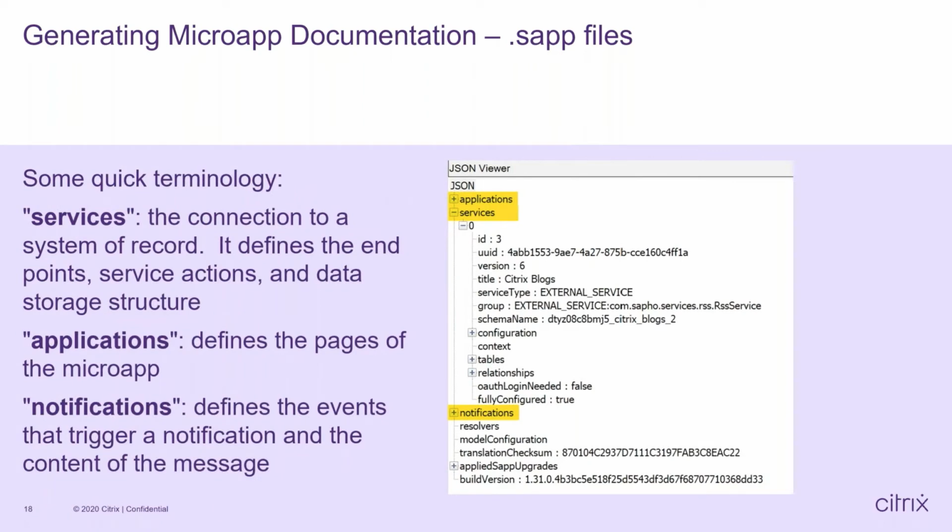Within file.sap, there are three main root objects: services, applications, and notifications. Services contain the definition of the integration, including data endpoints, how data is retrieved from the system of record, service actions, how data is written to the system of record, as well as the structure of the data cache, tables and columns. Applications contains a definition of the pages and components that are found within the Microapp. Notifications contains the events that trigger notifications and the contents of the messages that are delivered to the end users.